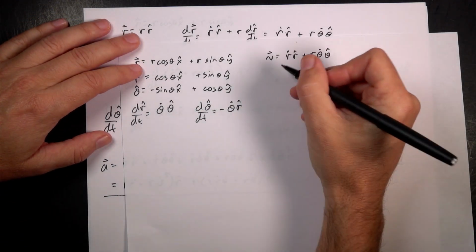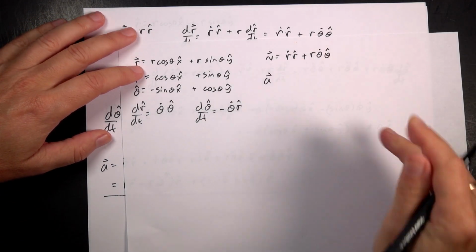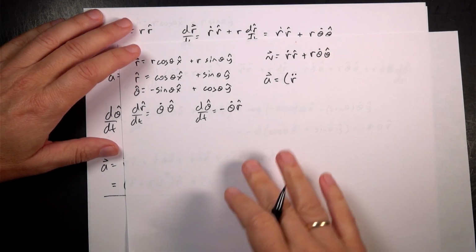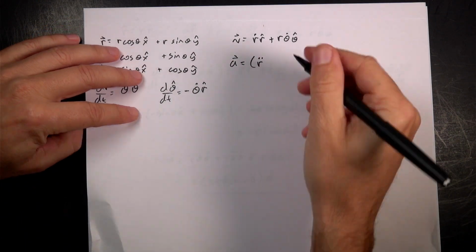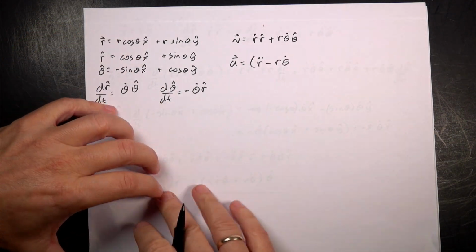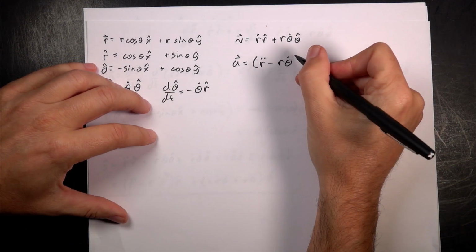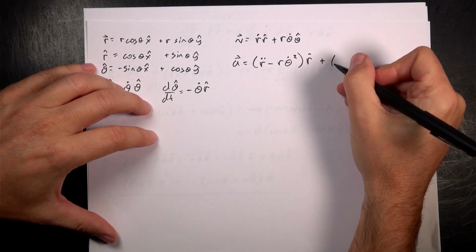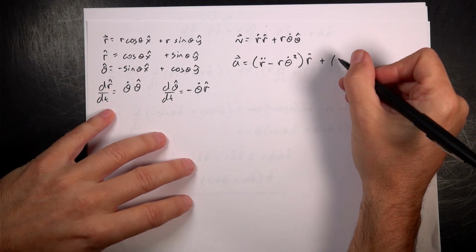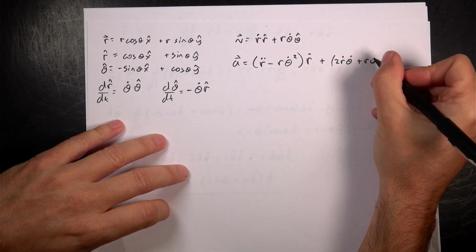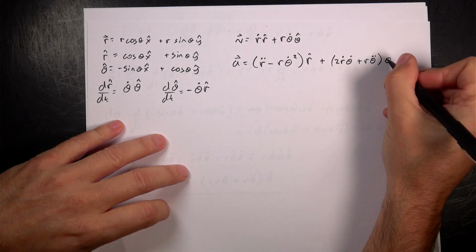Let's put it up here just to be complete. A equals r double dot, what did I just say? Minus r theta dot squared, right? Yep. R hat plus 2 r dot theta dot plus r theta double dot theta hat.